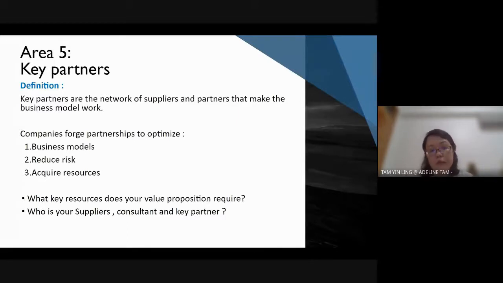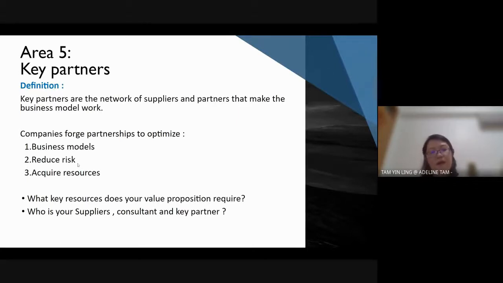Key partners mean outside people who help to develop or improve your business. For example, your suppliers. Even your parents, your mother, your grandmother who help to give you the recipe are also partners. They help teach you how to cook the right way, reducing your risk of making a loss.